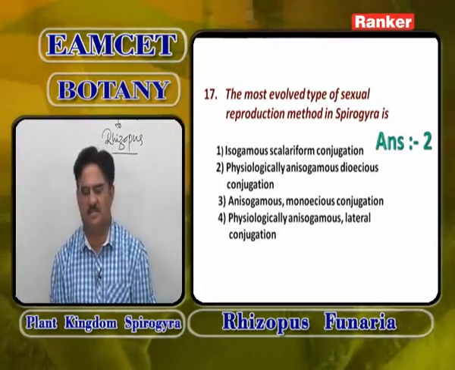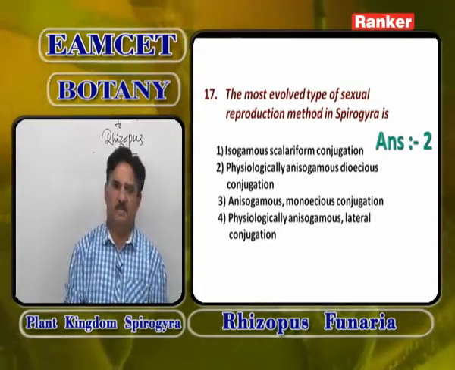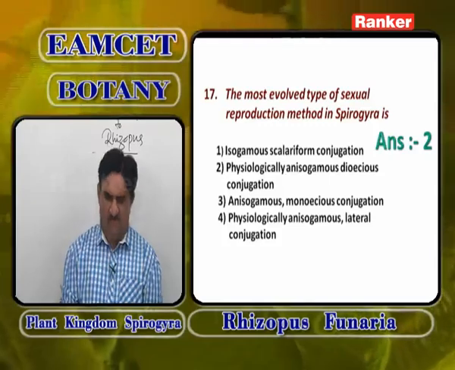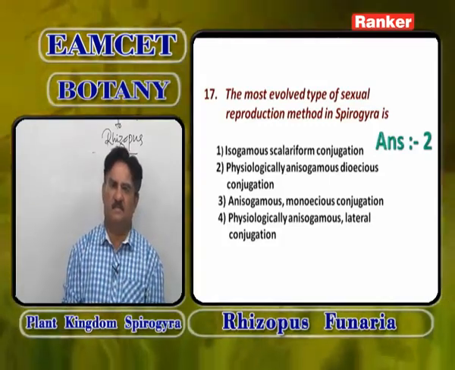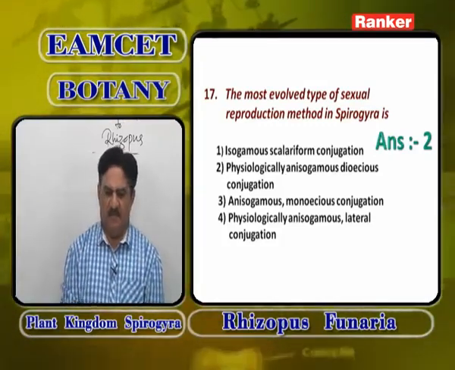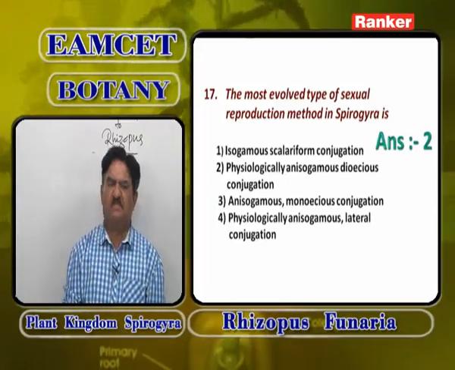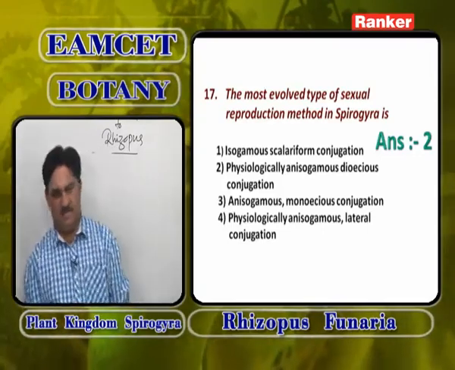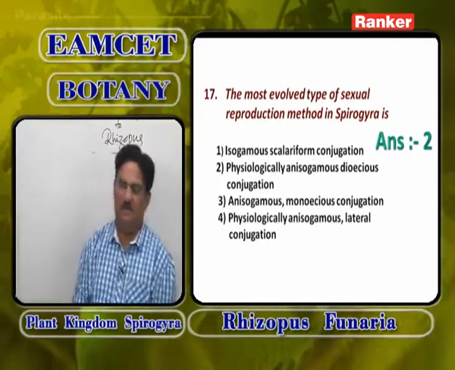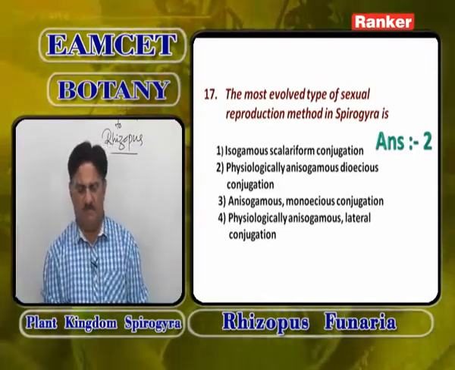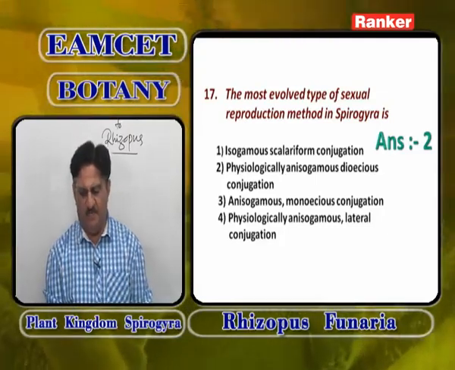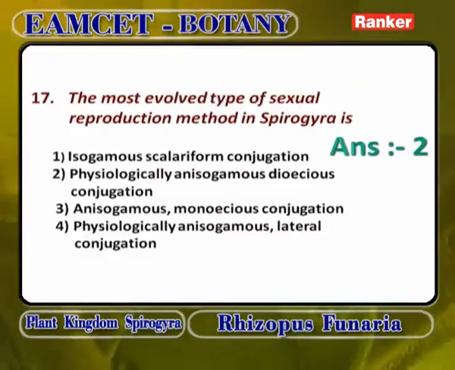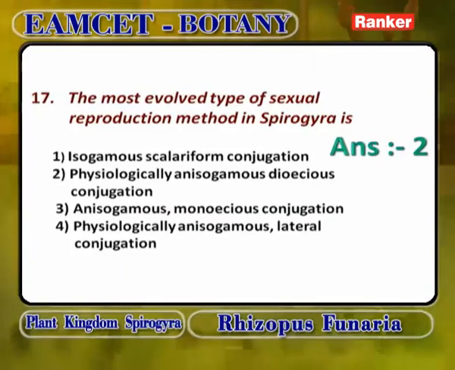Even lateral conjugation is also physiological anisogamy because both the gametes are structurally similar but functionally dissimilar. Physiologically anisogamous dioecious conjugation, that is scalariform conjugation, is very true. So, the most advanced evolved type of sexual reproduction is physiologically anisogamous dioecious conjugation. Answer is 2.